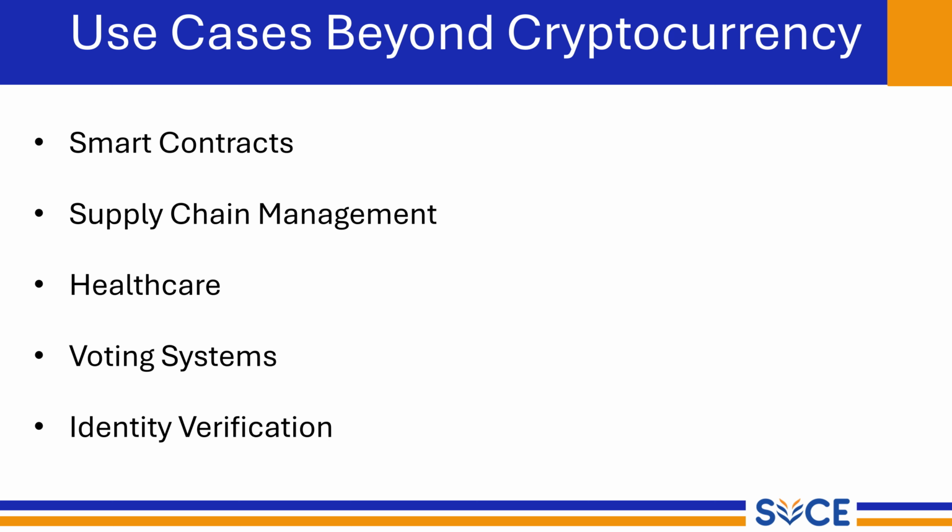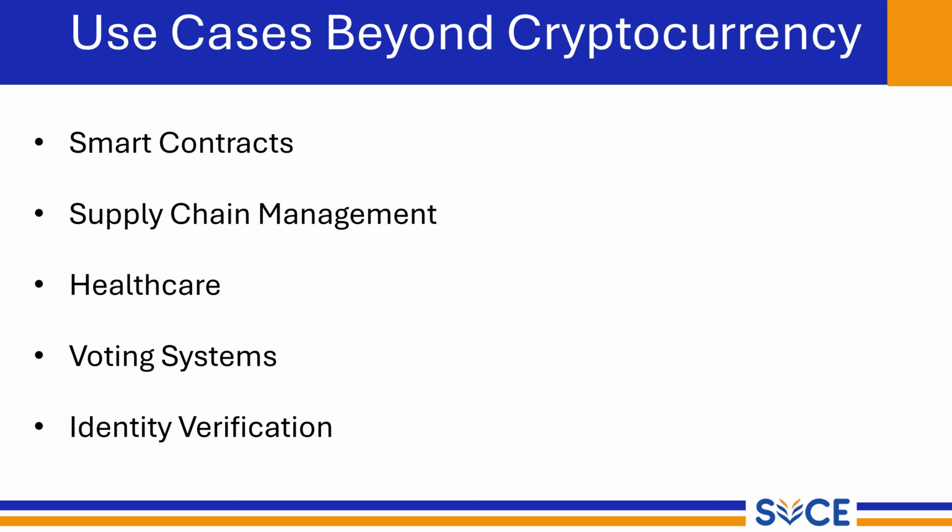Next, we see the use cases beyond cryptocurrency. So normally the blockchain is used in smart contracts. The blockchain can execute self-executing contracts with the terms of the agreement directly written into the code. Ethereum is a popular platform for smart contracts. Supply chain management. The blockchain can provide transparency and traceability in supply chains. This process ensures the authenticity of the product and reduces fraud.